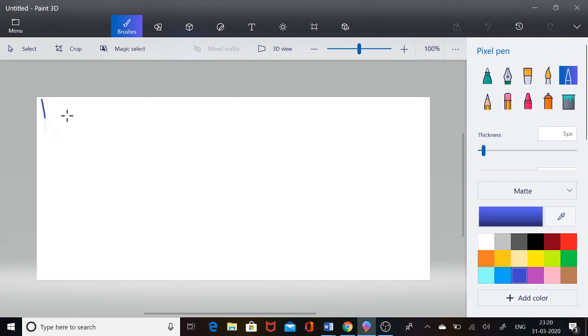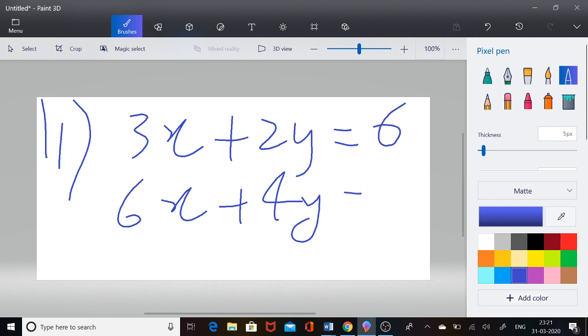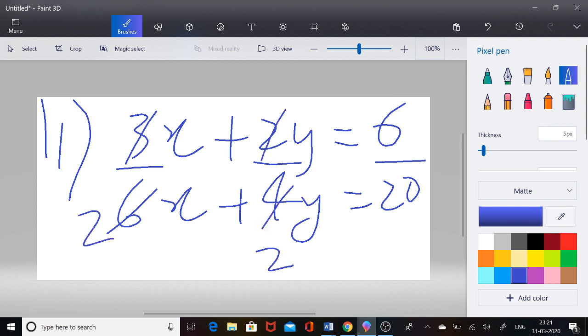The 11th one, what you're getting is 3x plus 2y equals 6, and the other equation you're getting is 6x plus 4y equals 20. If we take it, this is 2 times this, again 2 times, so the graph is disjoint and they are parallel actually. So 11th is A.